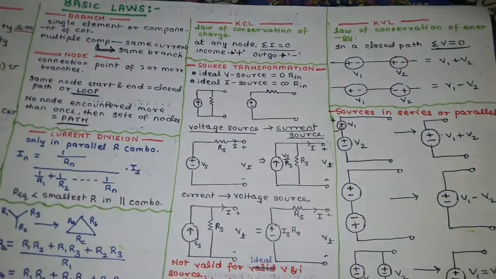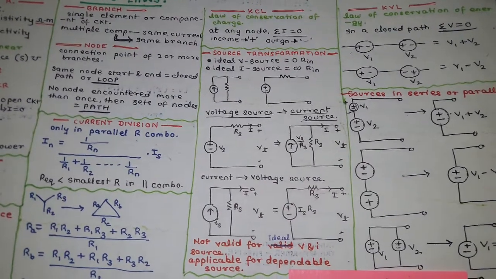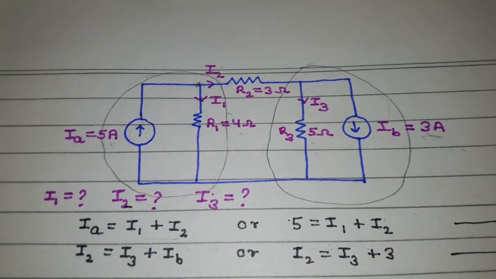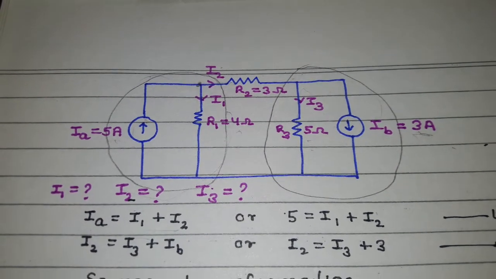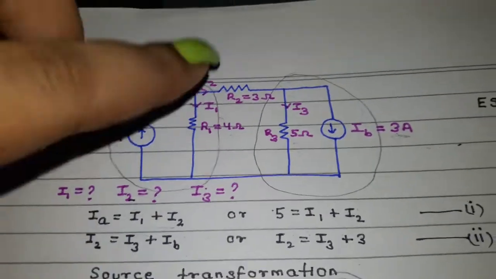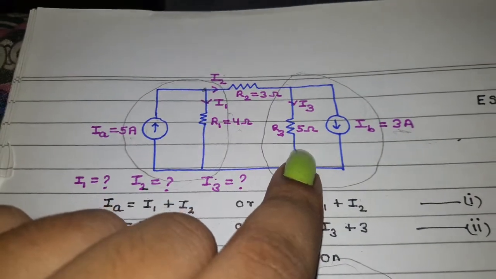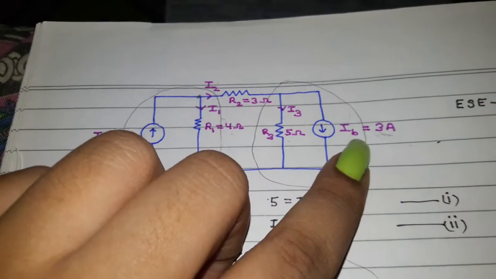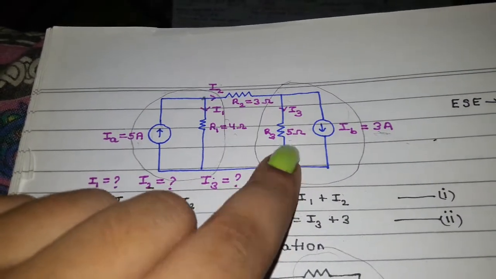So let's go to the questions to understand source transformation better. We have this particular question which was asked in ESC 2018. We have to find the value of I1, I2 and I3. This is your I1, this is your I2 and this is your I3. Apart from that, you are given two current sources of 5 ampere and 3 ampere. We have three resistances: 4 ohm, 3 ohm and 5 ohm.